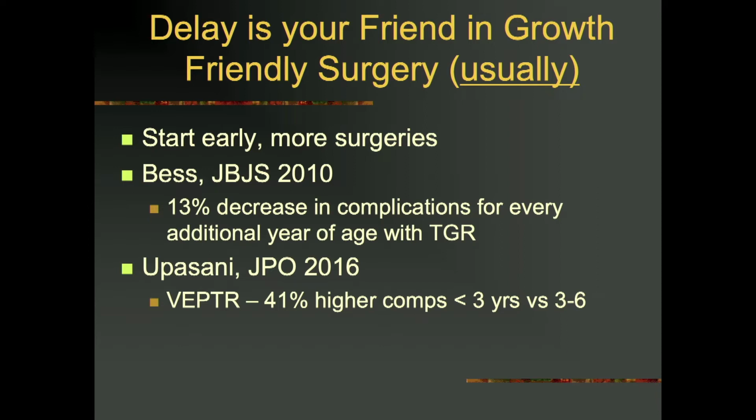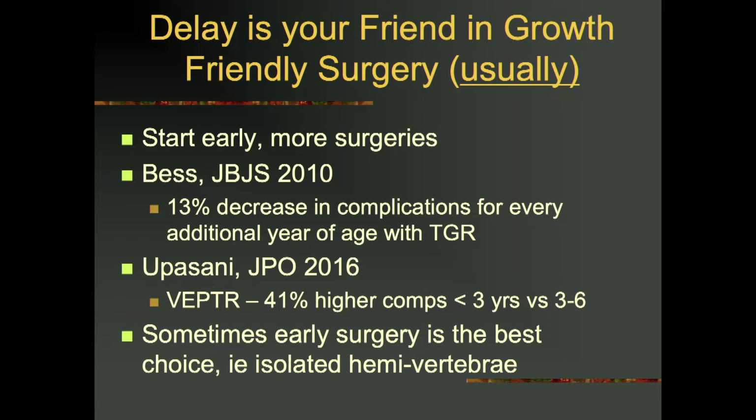There was a study a couple months ago in JPO showing a higher rate of uproar in kids who had rib-based distraction less than 3 years of age. However, sometimes early surgery really is your best choice. For example, for an isolated hemivertebra, when they're canted to the side, it's going to create a compensatory curve. I think pulling the trigger early is pretty effective.